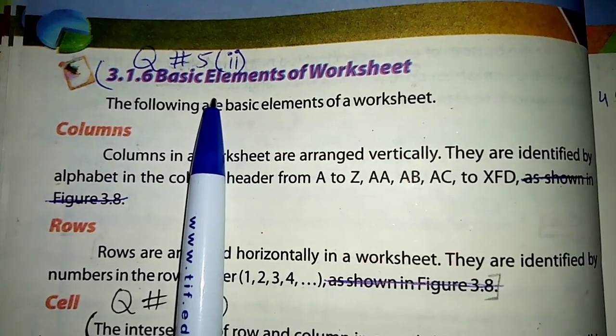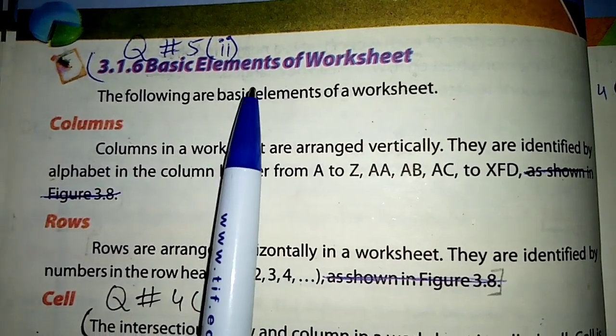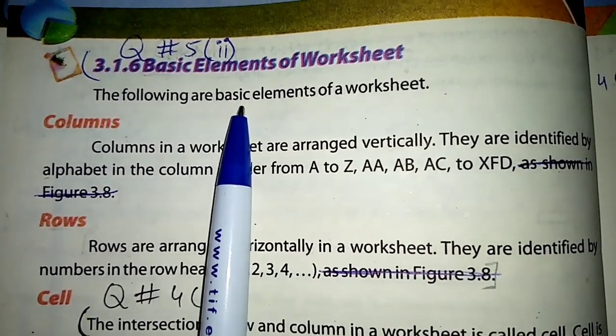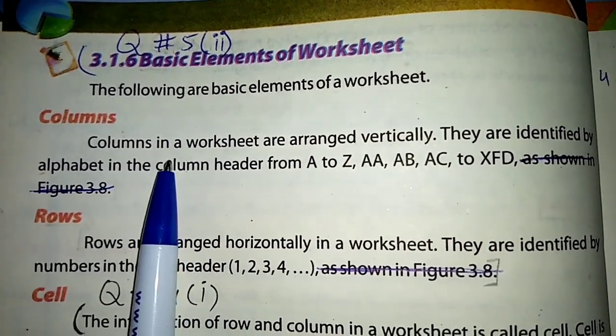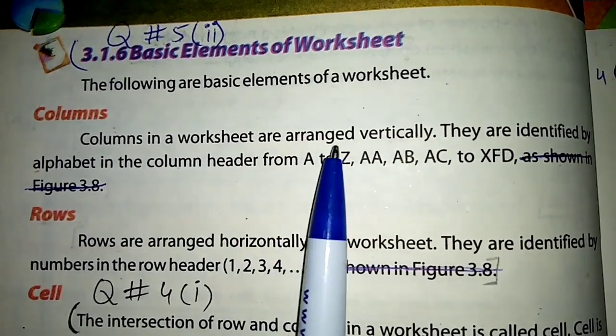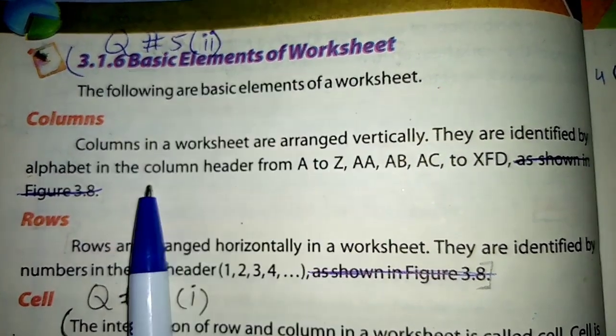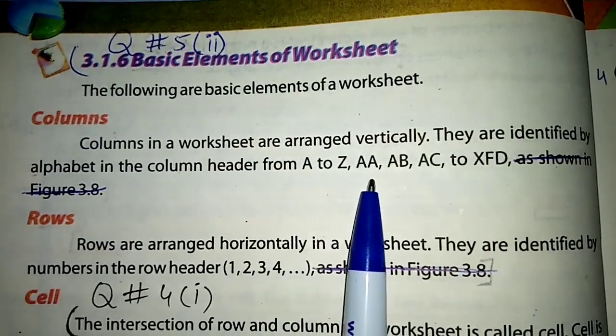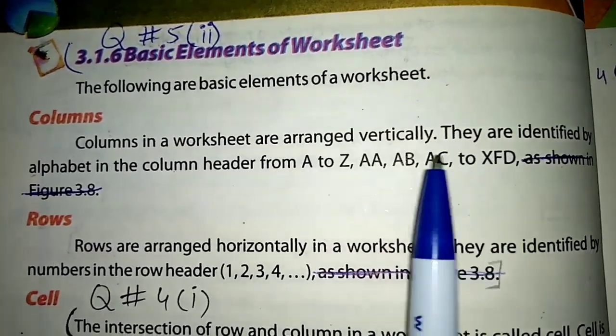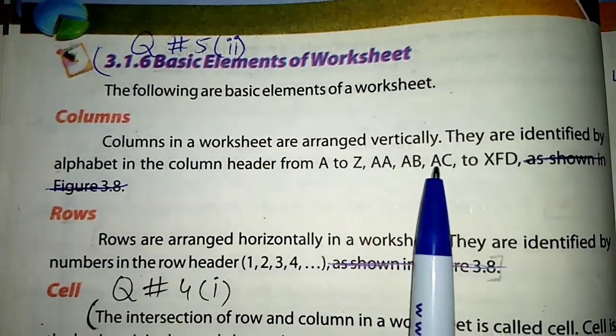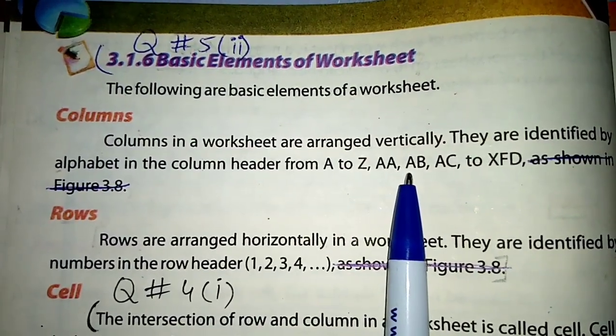Students, on page number 51, topic is basic elements of a worksheet. There are 5 basic elements of a worksheet. Now we will discuss all of these. First is columns. Columns in our worksheet are arranged vertically. They are identified by alphabet in the column header from A to Z, AA, AB, AC to XFD. This is the range of column alphabets, column representations.